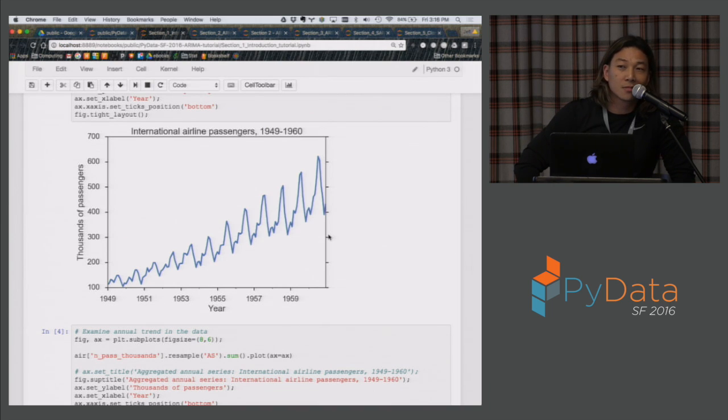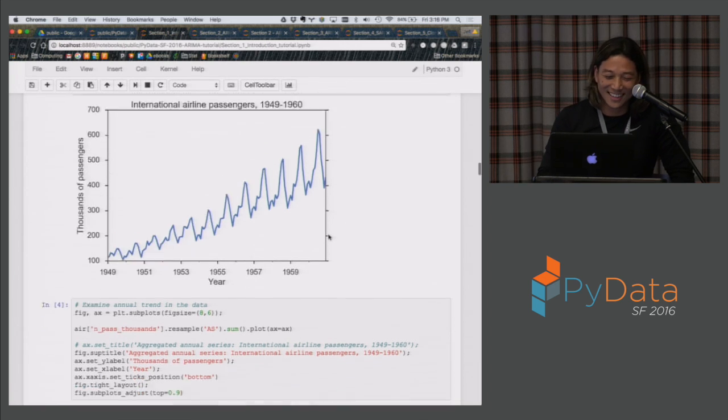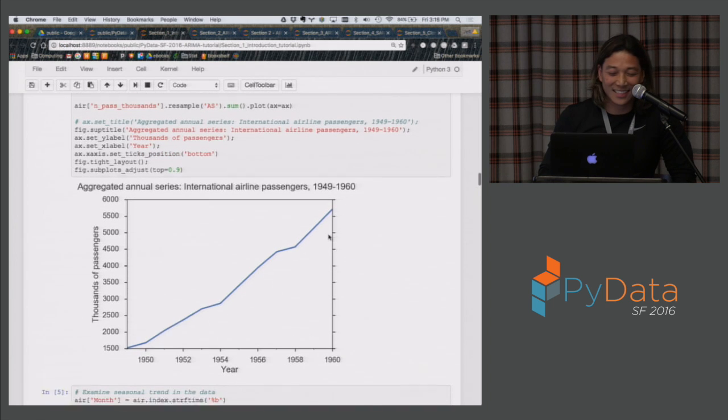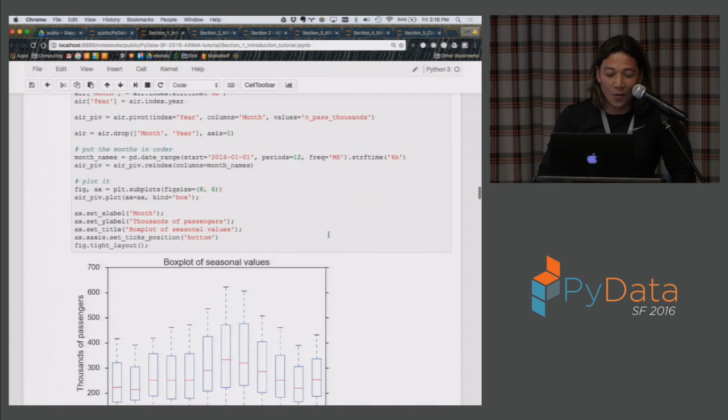Closer? Okay. I'm almost kissing the thing. Okay. So what was I trying to say?